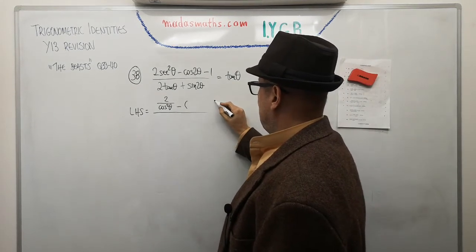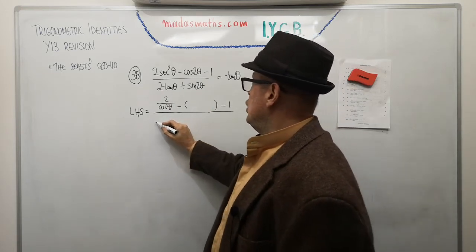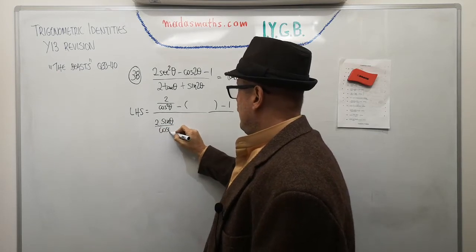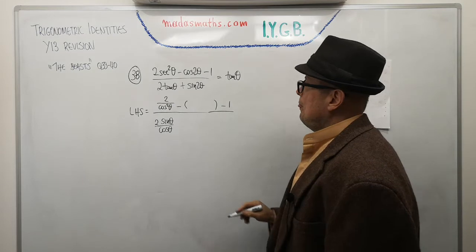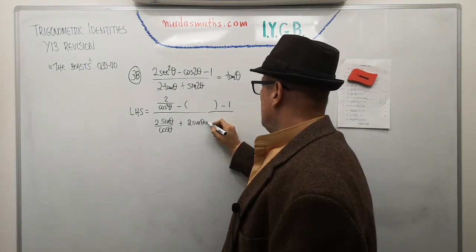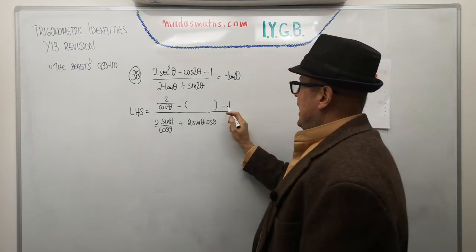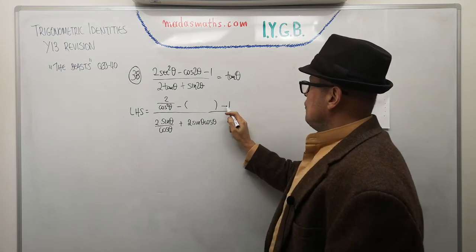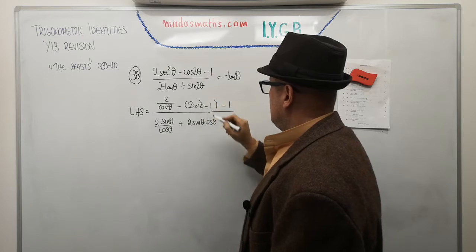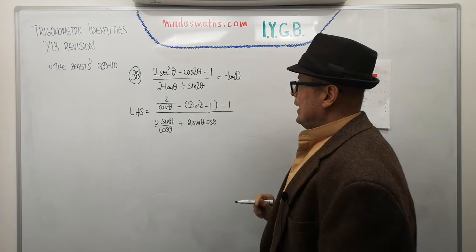Minus bracket, minus 1. I'm going to fill that bracket in a minute. 2 sine theta over the cos of theta, that's my 2 tan. And the sine of 2 theta can only be 2 sine theta cos theta. The question is now, what do I use for that cos of 2 theta? I need the version that gets rid of this 1. It's 2 cos squared theta minus 1. Yes, that's the one, because minus 1 is plus 1, minus 1 will cancel.